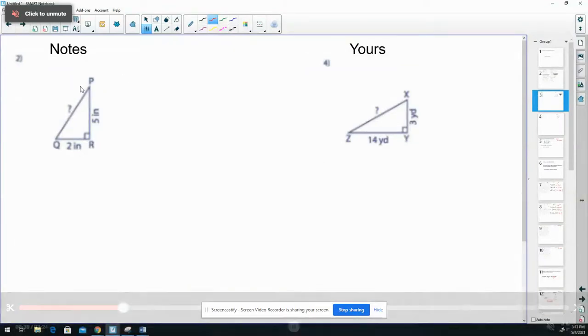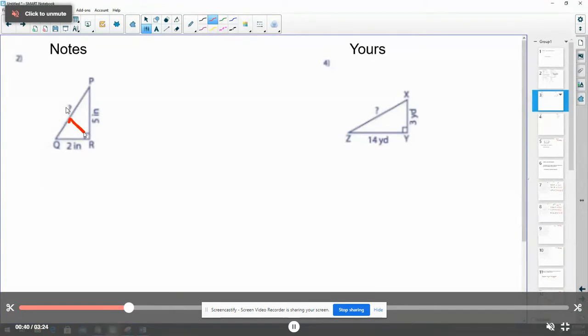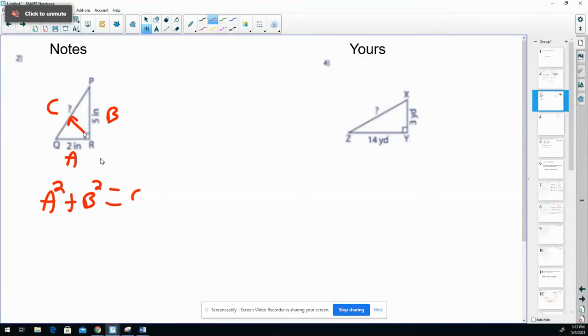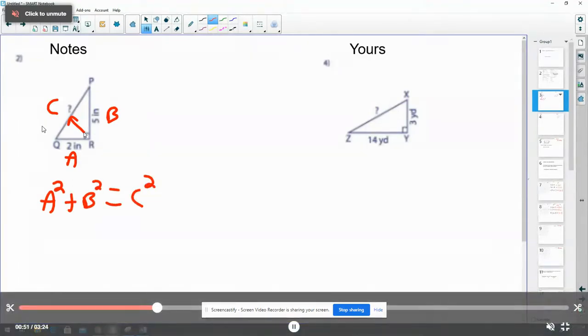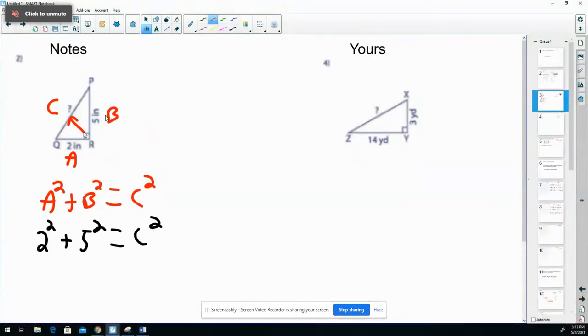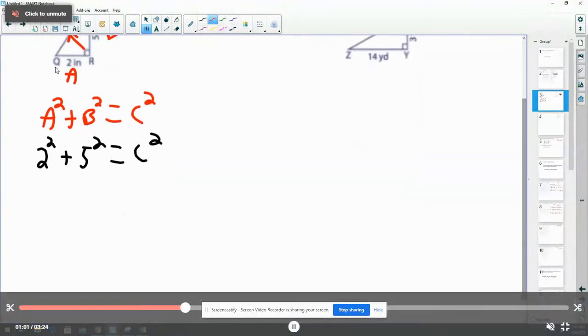So up first, our first note question, we're trying to find this side here. That's a question mark. So remember, C is the side across from the right angle. So a squared plus b squared equals c squared. And now we're going to fill it in. So a is 2 squared plus b is 5 squared equals c squared. You could put x or question mark. I just left it as c.